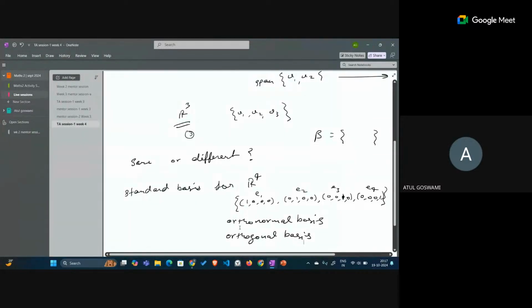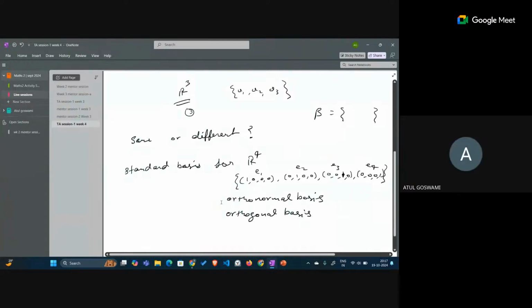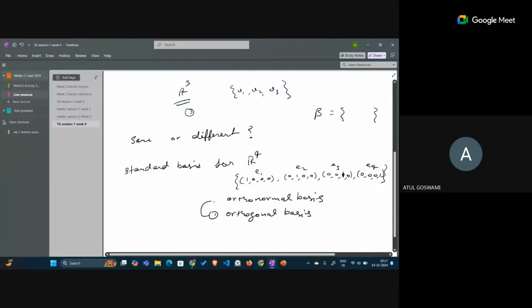But suppose we somehow convert them into an orthogonal set. Then if we take the dot product of any two vectors, we'll get zero, right? Yeah, zero. Furthermore, if we divide every vector of the basis by its magnitude, or its norm, then we get an orthonormal basis. So first we get an orthogonal basis, and then dividing by the norm, or the magnitude, we get an orthonormal basis.